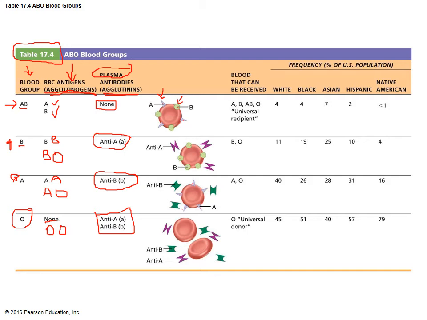Now, what does this all have to do with a blood transfusion? Well, when you're doing a blood transfusion, you're introducing red blood cells into the patient's system. We want to make sure that the patient doesn't have antibodies in their plasma that will be able to recognize foreign antigens and thereby cause agglutination or clumping to occur.